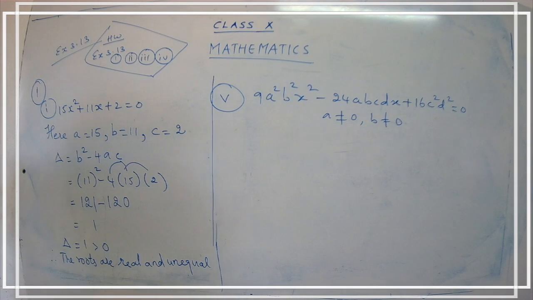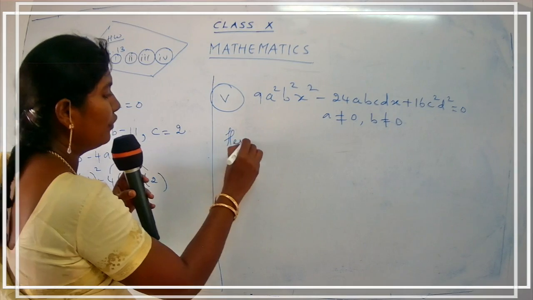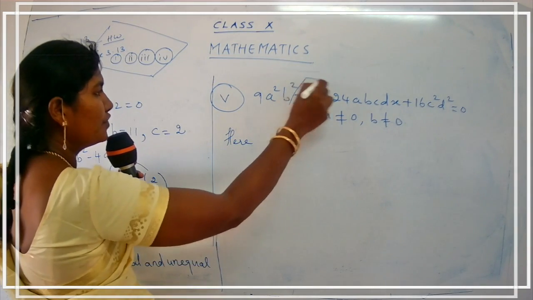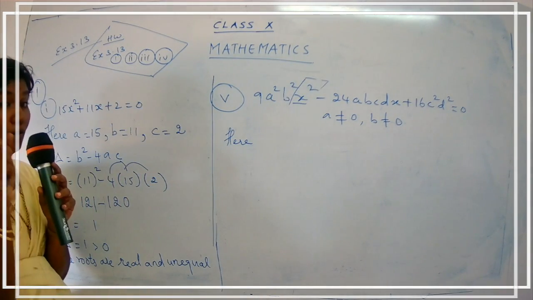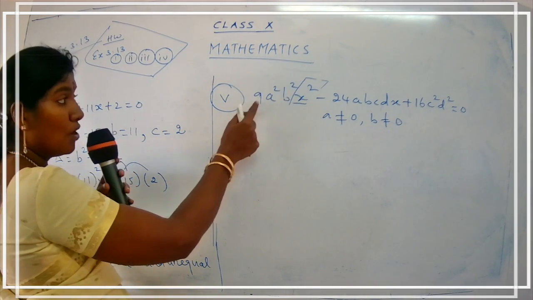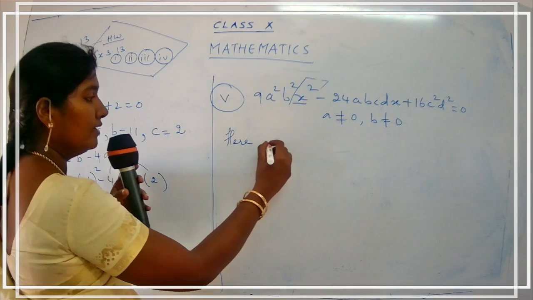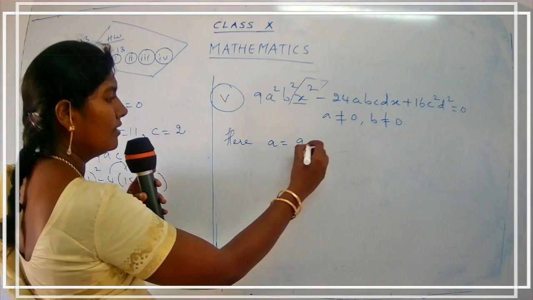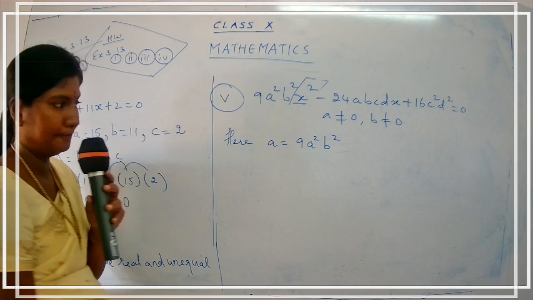9a square b square x square minus 24abcd x plus 16c square d square is equal to 0. A is not equal to 0 and b is not equal to 0. Let's go for the first statement. What is a here? I told you, the coefficient of x square. Do not write only the numbers. You have to write down the whole thing that comes with x square. So here a is equal to 9a square b square.